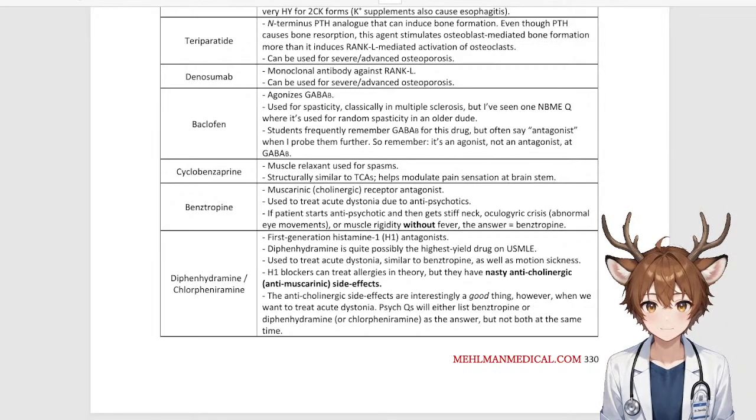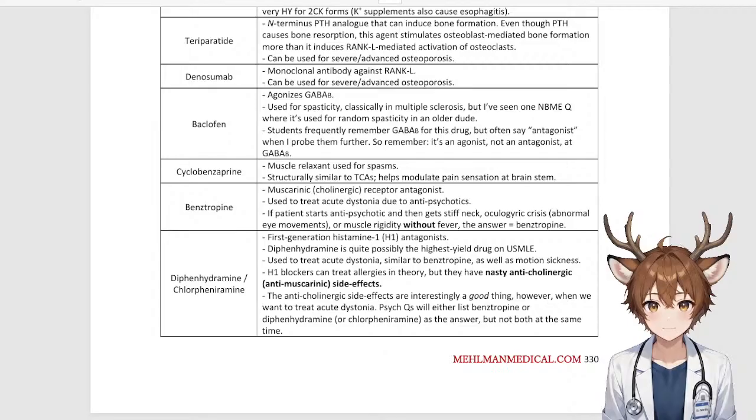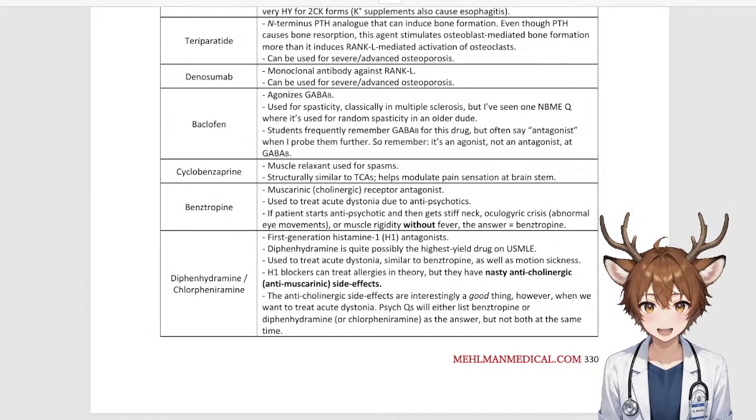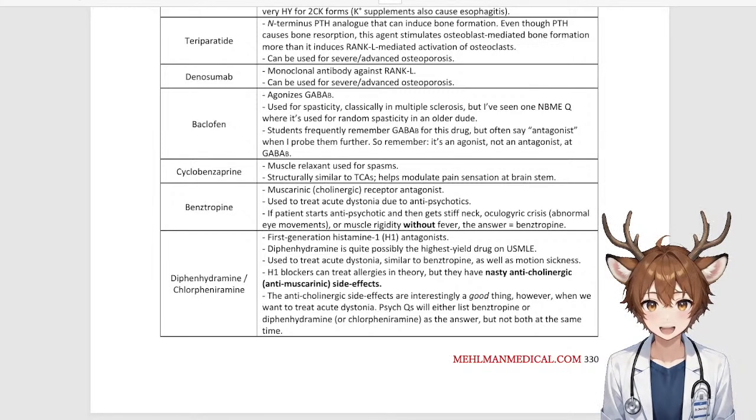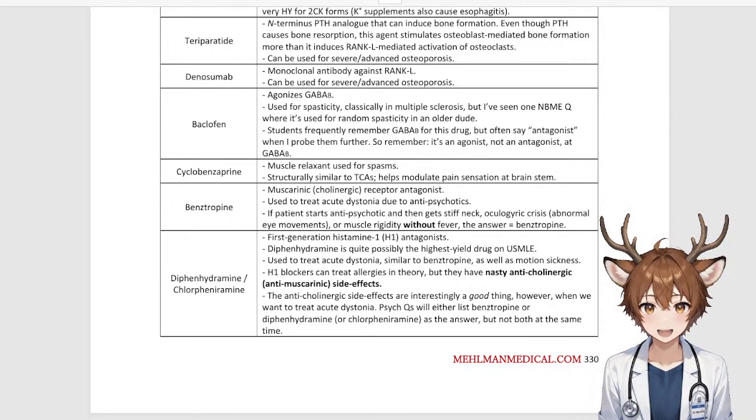Benztropine is used to treat acute dystonia due to antipsychotics. So basically, if you're taking an antipsychotic and, as a consequence, you get a stiff neck, oculogyric crisis, and muscle rigidity without fever, then you should take benztropine in that context.